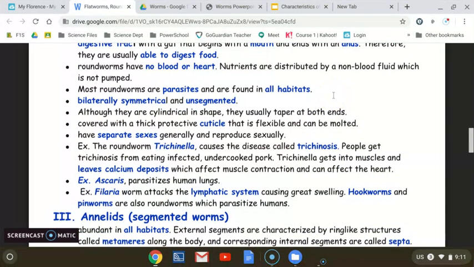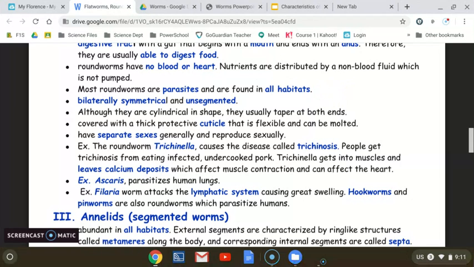They are bilaterally symmetrical and unsegmented. Although they are cylindrical, they usually taper at both ends. They're covered with a thick protective cuticle that is flexible and can be molted, which means shed. They have separate sexes generally and reproduce sexually.